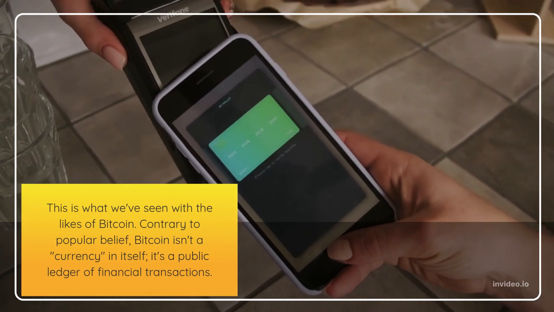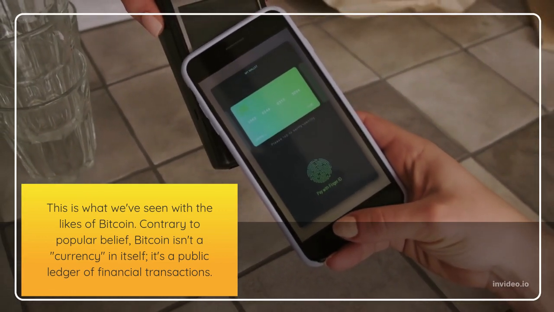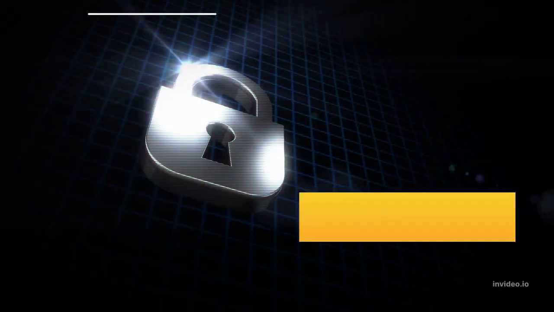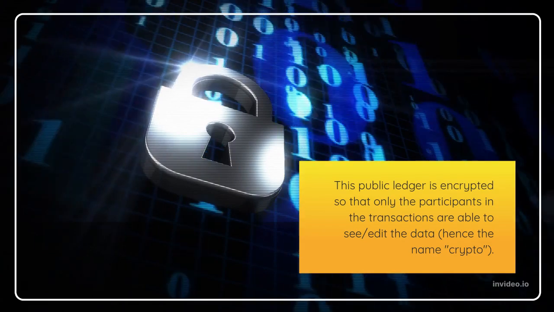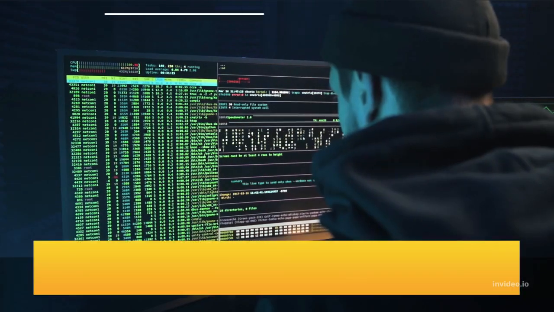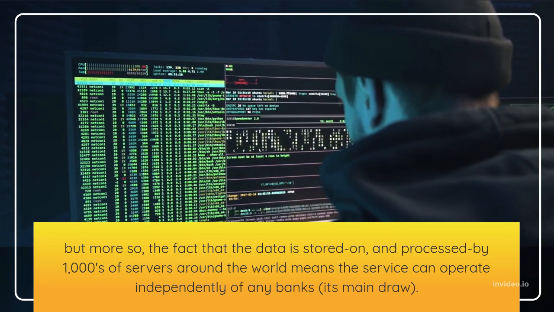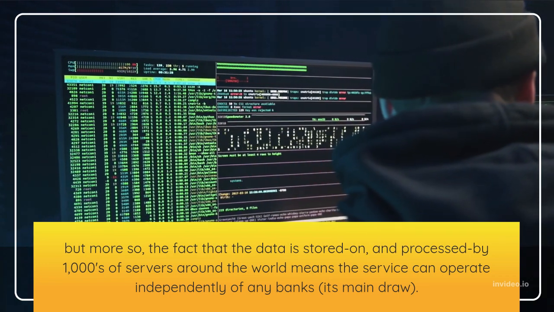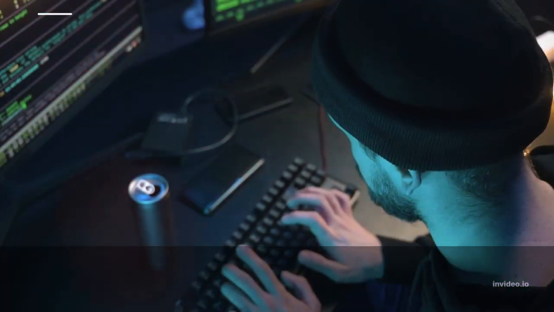Contrary to popular belief, Bitcoin isn't a currency in itself, it's a public ledger of financial transactions. This public ledger is encrypted so that only the participants in the transactions are able to see/edit the data, hence the name crypto. But more so, the fact that the data is stored on, and processed by thousands of servers around the world means the service can operate independently of any banks, its main draw.